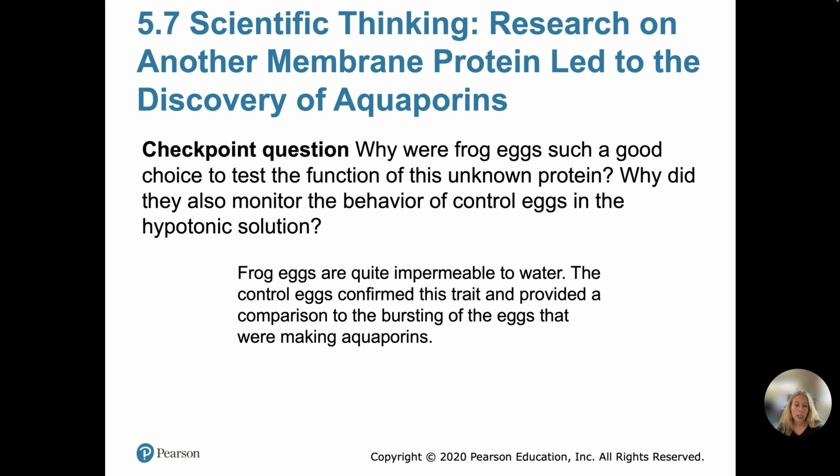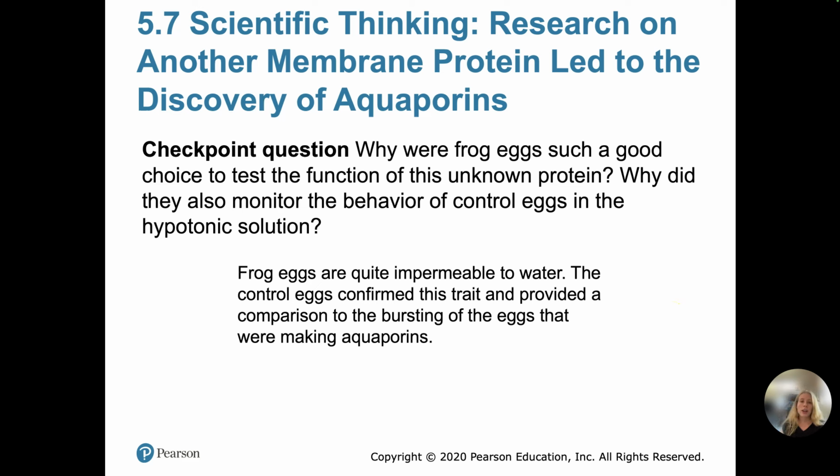So for question 1, since the frog eggs are quite impermeable to water, they're a good thing to test this on because in their natural state, they're not going to allow much water in. And so by seeing that a large amount of water was allowed in and the cells eventually burst, that meant that that protein was causing a change.